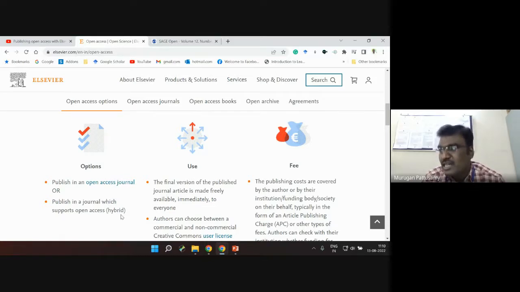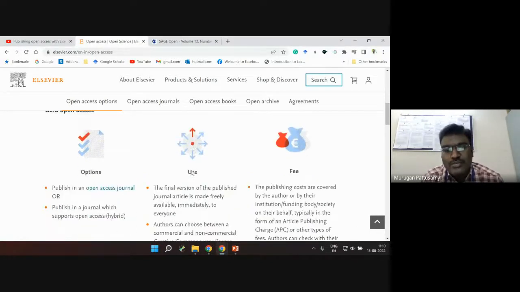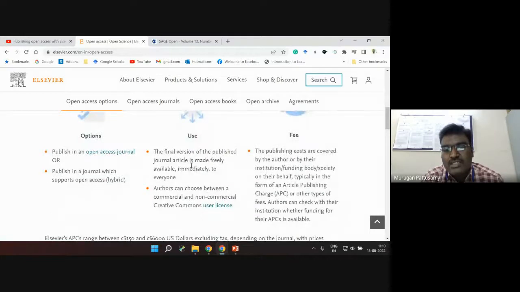Journal of Management is a hybrid sort of journal. Sage Open is a complete open access journal. Elsewhere also, they do have complete open access journals. The final version of the published journal article is made freely available immediately to everyone. Authors can choose between a commercial and non-commercial Creative Commons user license. You can select a non-commercial license or a commercial license, and you can keep it in your paper. That is possible after the acceptance.